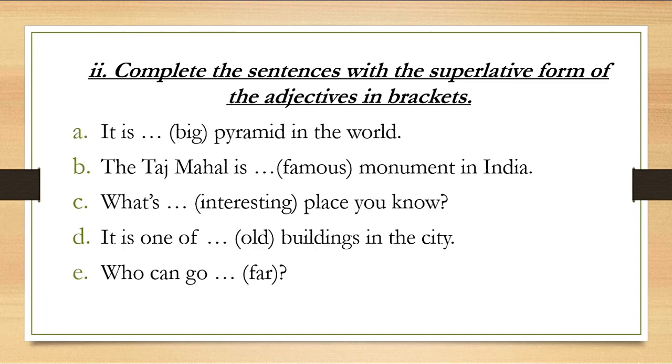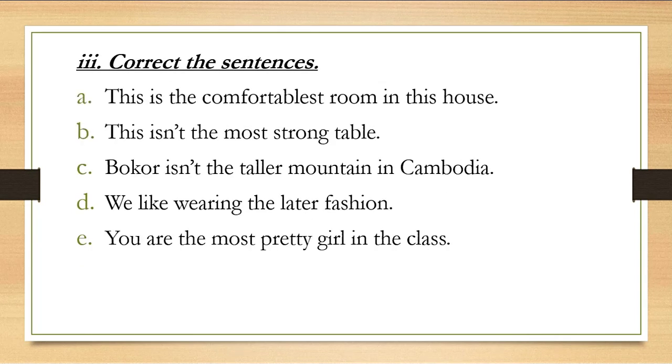Exercise 2. Complete the sentences with the superlative form of the adjectives in the brackets. You see, in each sentence, there is an adjective given. So you need to use the adjective given to form the superlative and complete the sentence. Let's spend a few minutes on this exercise. Exercise 3. Correct the sentences. The 5 sentences here have errors, so you need to read each sentence carefully and find the mistake.